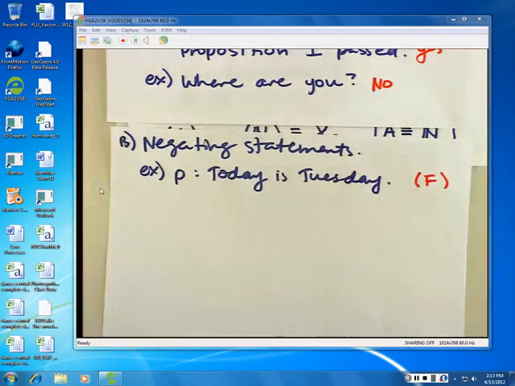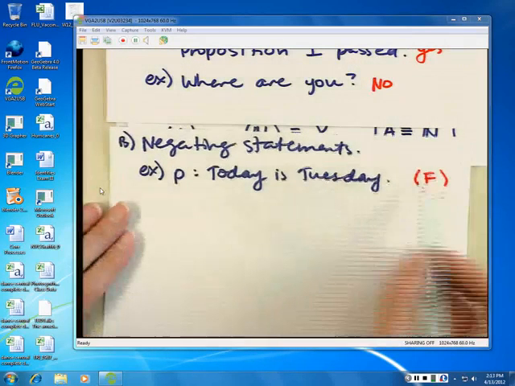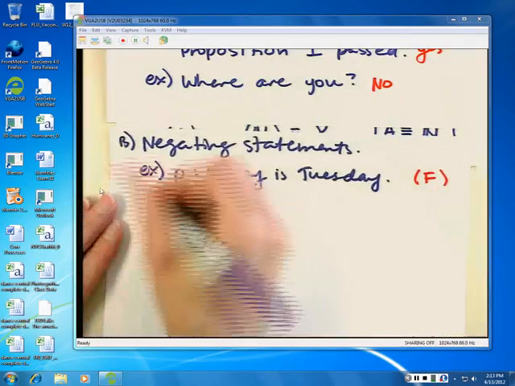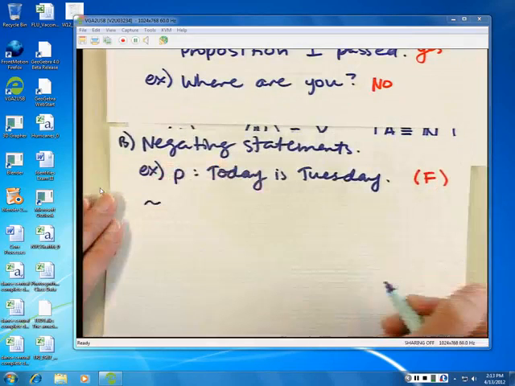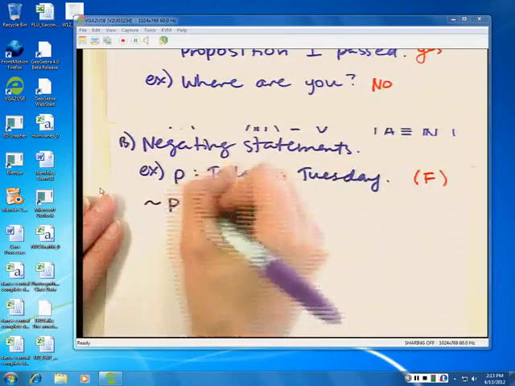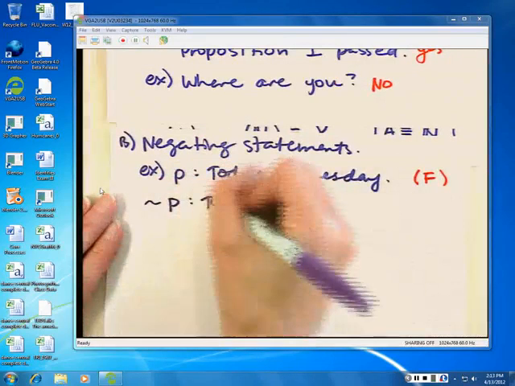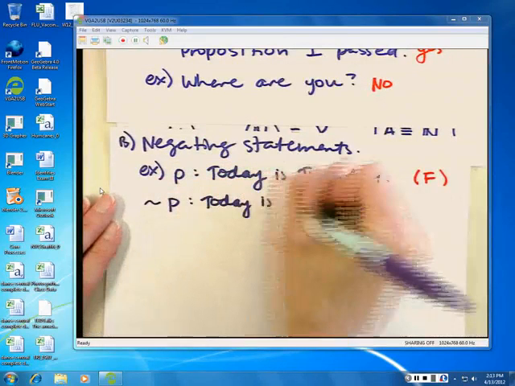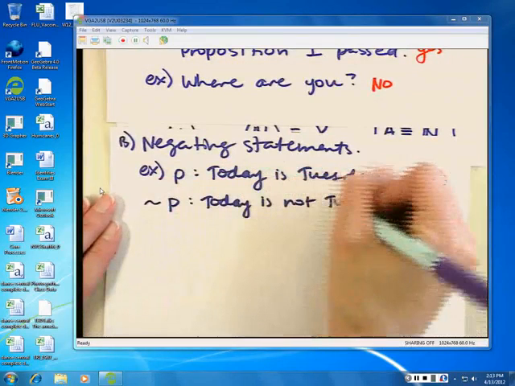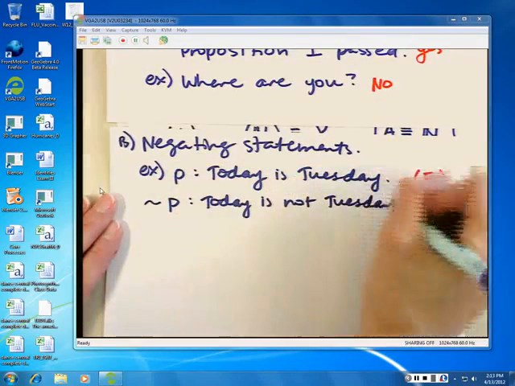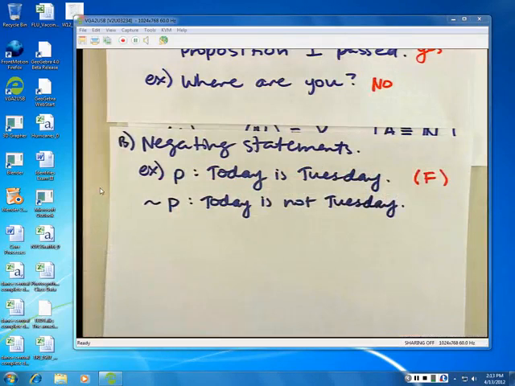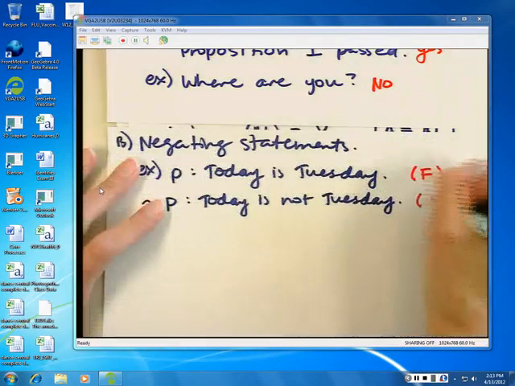If I do the negation, which means I want to change this from a false statement to a true statement, I'm going to write this little tilde in front of my P. So the negation of P is just today is not Tuesday. Don't worry, they get harder. Okay, so I said today was Friday. So that's true. Today is not Tuesday for me. True.